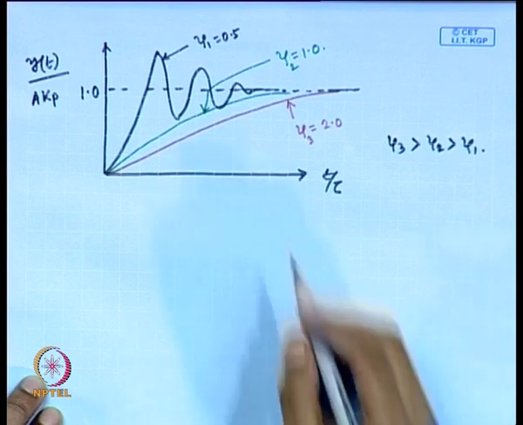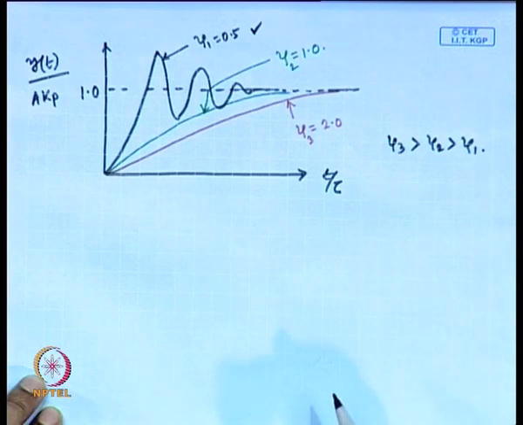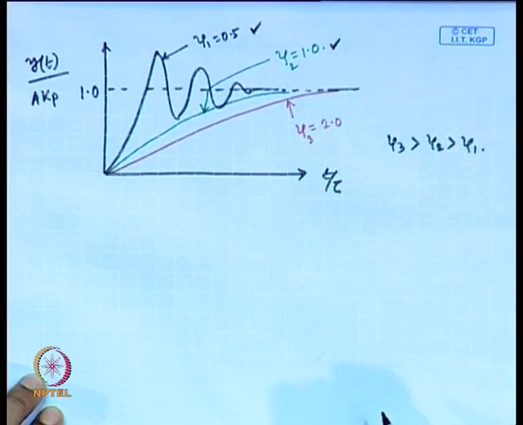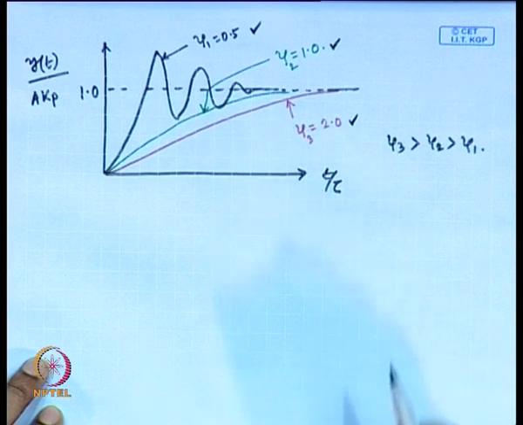Fine. So, this is the case of underdamped response, where oscillations are there. When zeta 1 equals 0.5, that is the case of underdamped response and oscillations are there. In the second case, we have considered zeta 2 equals 1, there is no oscillation, and that is the case of critically damped response. And in the third case, we have considered zeta 3 equals 2, that is overdamped response and there is no oscillation.